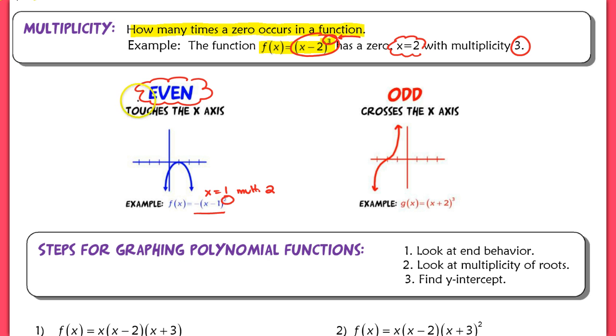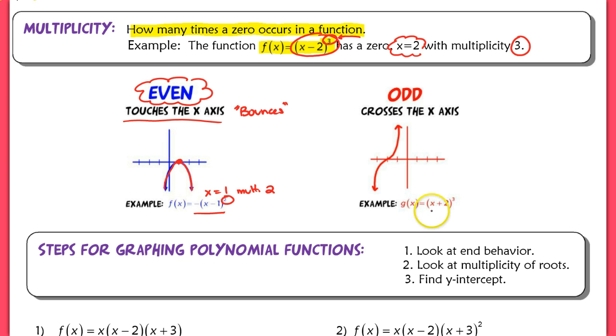So the multiplicity here is 2, which means it's an even multiplicity. Whenever you have an even multiplicity, it's just going to touch the x-axis. In other words, it just bounces when it gets to that value. So here you can see your graph bounces off at x equals 1. It never actually crosses through the x-axis.